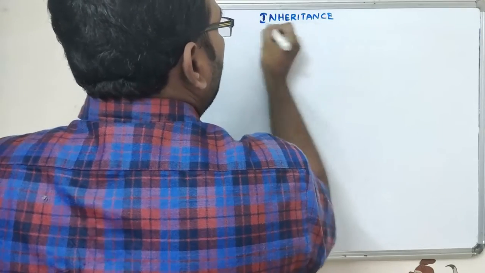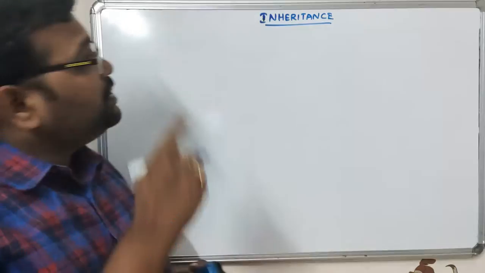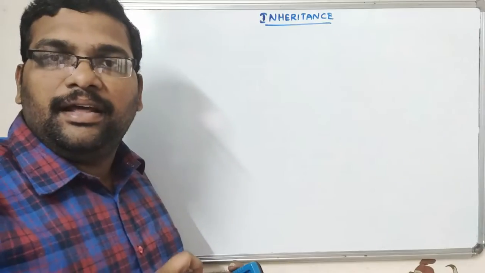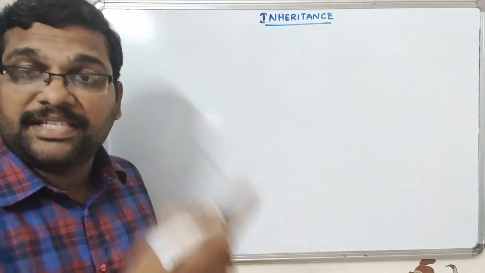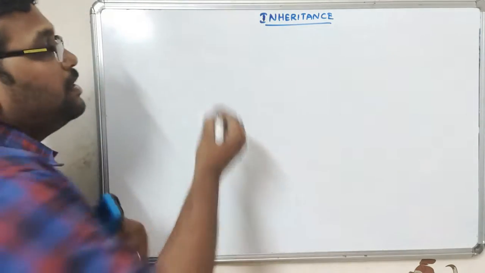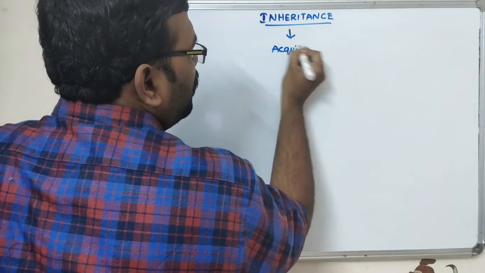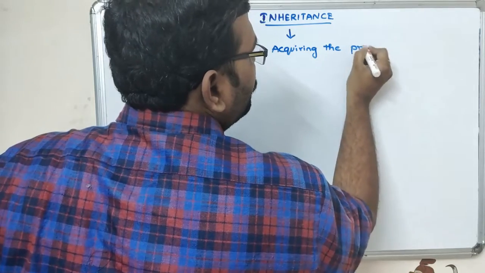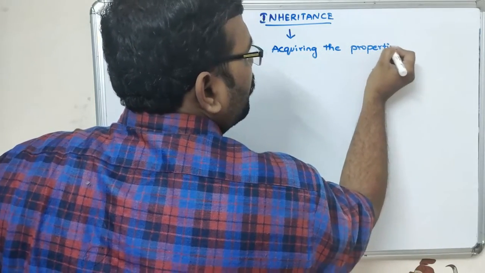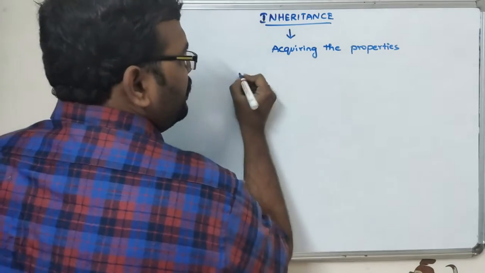So how can we implement this inheritance in Python? First we will see what is meant by inheritance and what are the different ways of implementing this inheritance, that means types of inheritance. So inheritance means acquiring the properties, right?